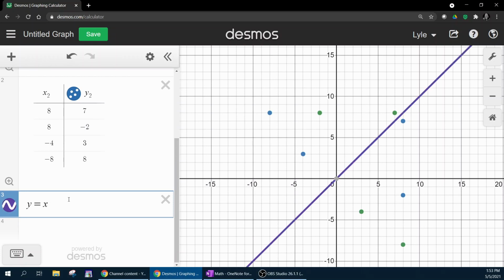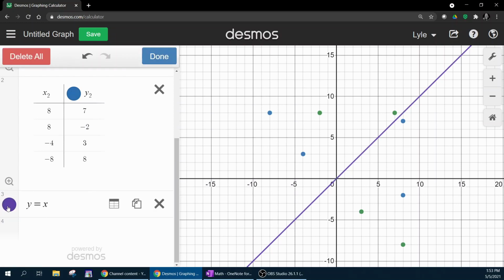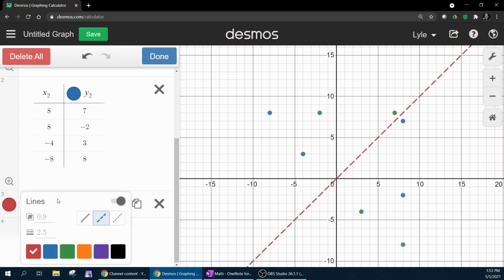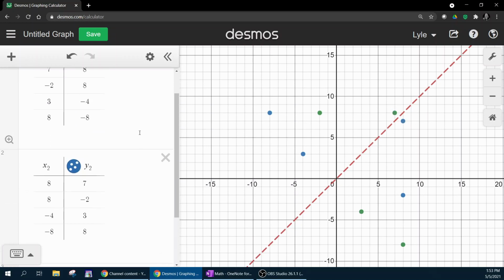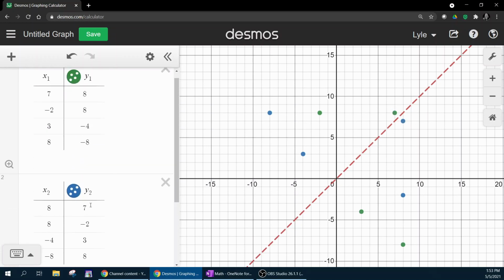So if I input that equation, and I'm going to change some settings real quick, just for fun, you can see that each one of these ordered pairs from the original relation and the inverse of that point are going to have what we call reflective symmetry across the red dotted line. And that's going to be true for every point in a relation and its inverse. They're going to have this reflective symmetry across the line y equals x.